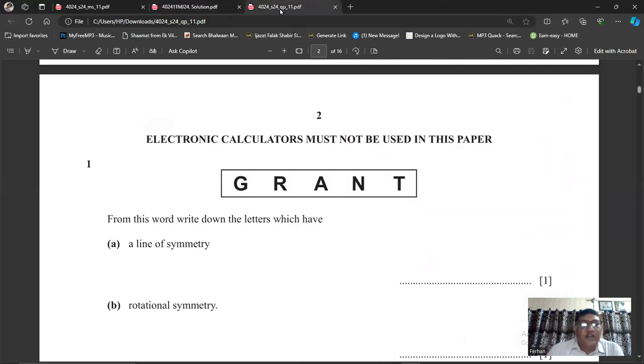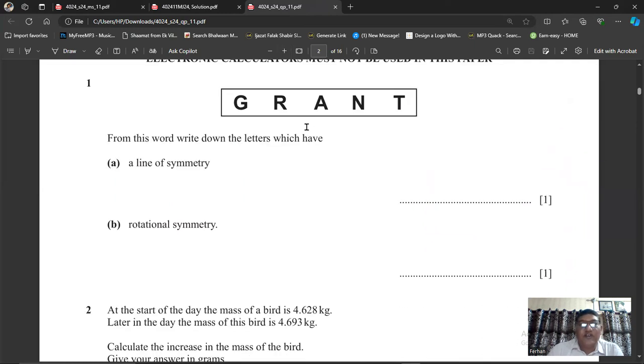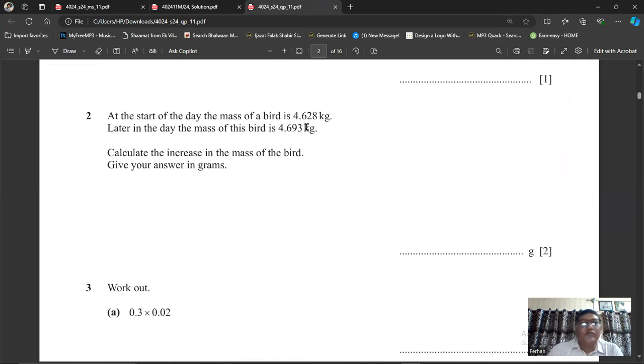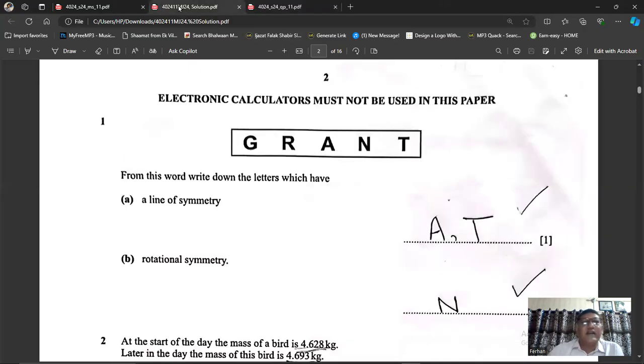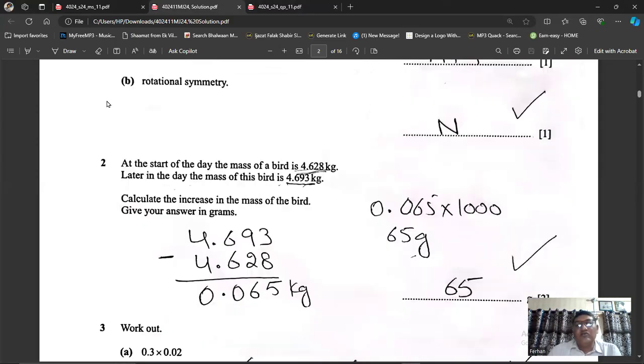Okay. So now we are going to the next question, and the next question coming up on your screen is question number 2. He says at the start of the day, the mass of a bird is 4.628 kg. Later in the day, the mass of this bird is 4.693 kg. Calculate the increase in the mass of the bird. Give your answer in grams. So 2 marks question, very simple, straightforward. You only have to subtract M1 from the M2. So let's have a look at the solution.